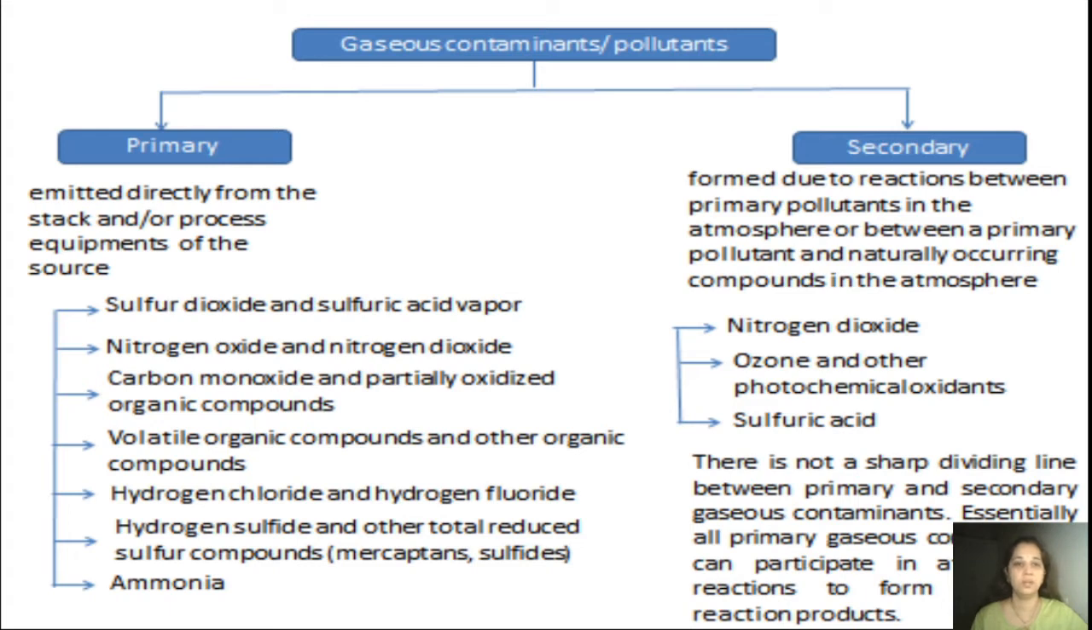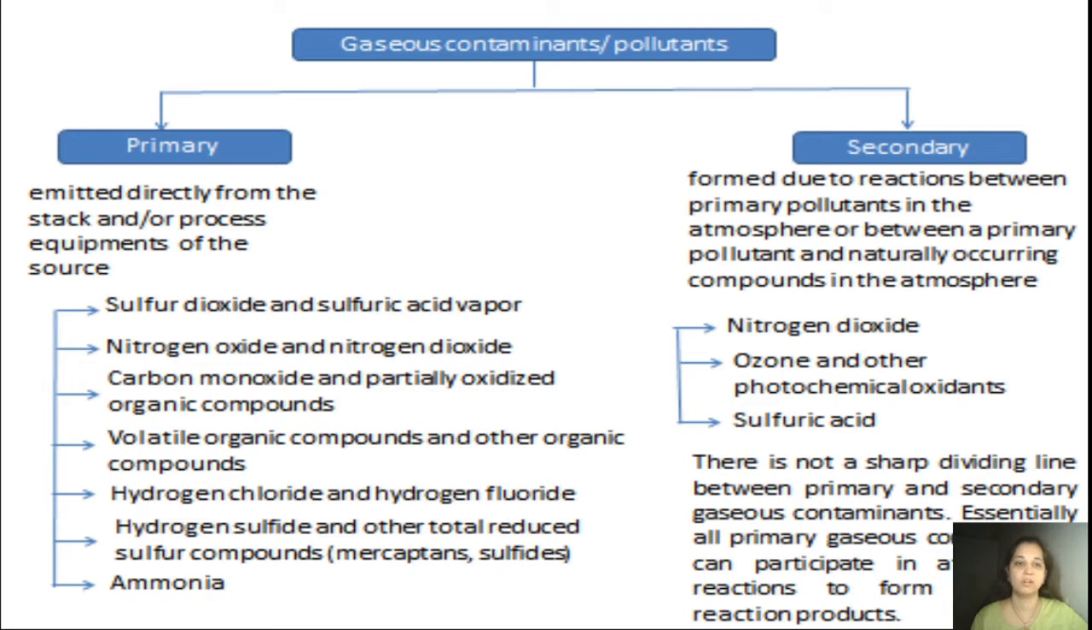As we all know, primary, the name itself suggests that it's emitted directly from a source, which could be a stack or a process equipment. The secondary pollutants are formed due to the interaction of primary pollutants, which could be between two primary pollutants, or it could be a primary pollutant and a naturally occurring compound in the atmosphere.